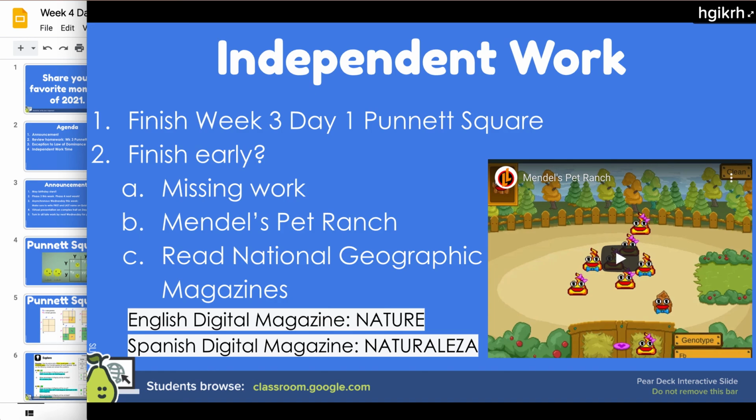With that, today you are going to finish up your week 3 Punnett Square practice. If you finish early, go ahead and take a look, double check whether you have any missing work. There is also the Mendel pet range that you can try to test how much you know about Punnett Square. Again, you will find all of this in your Google Classroom.